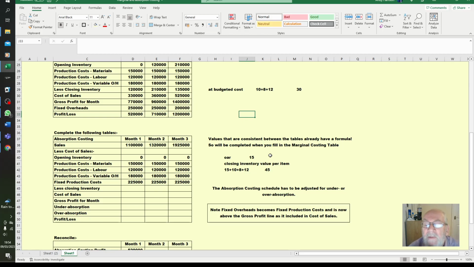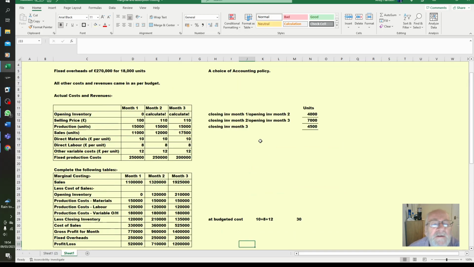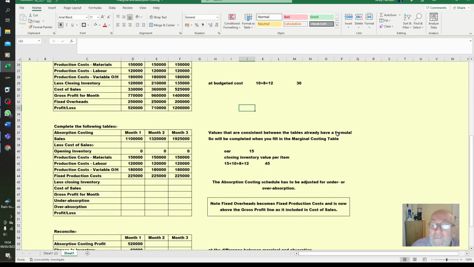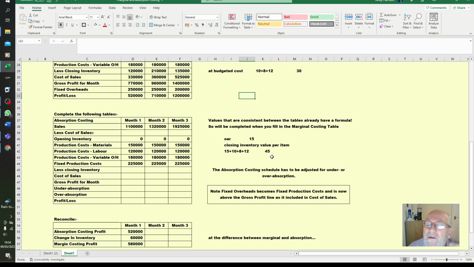But absorption costing, we can now include an overhead absorption rate of £15 per unit. We got the £15 per unit because we took our budgeted £270,000 for 18,000 units, which is 15. So our closing inventory value per item has now gone up. Our finished goods are now worth £45 instead of £30. Sounds like a good way of making money.